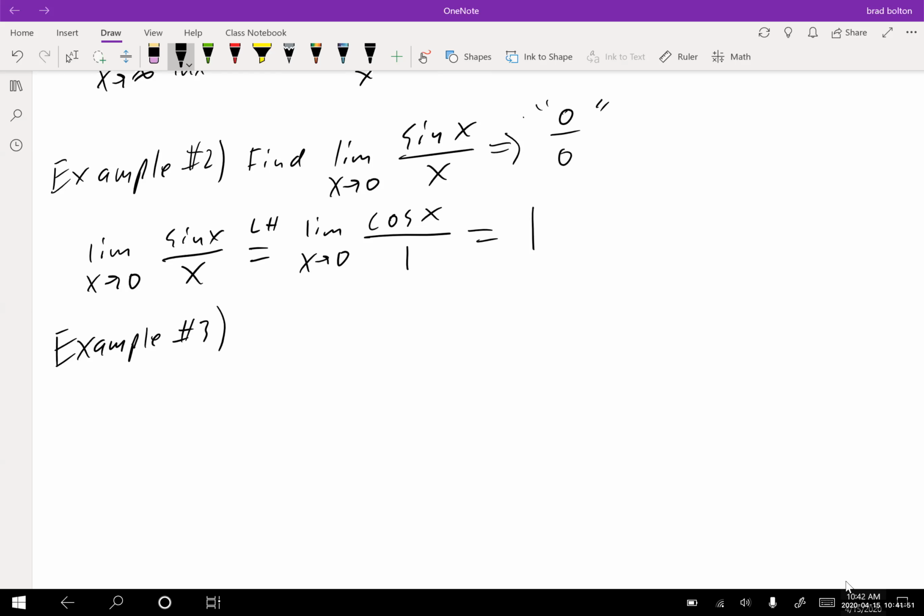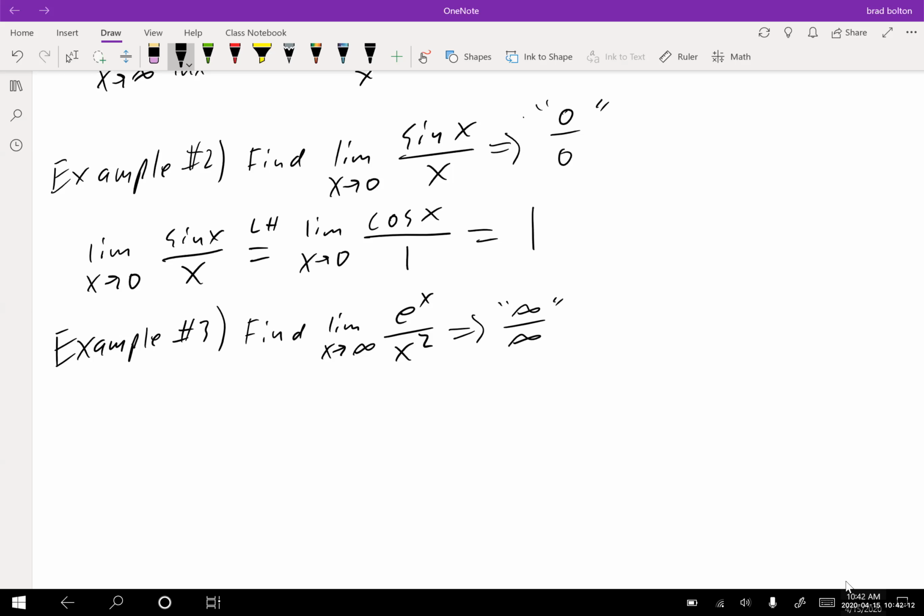Let's do something with an exponential function. Find the limit as x approaches infinity of e to the x over x squared. Okay, so now we notice that this would be infinity over infinity.